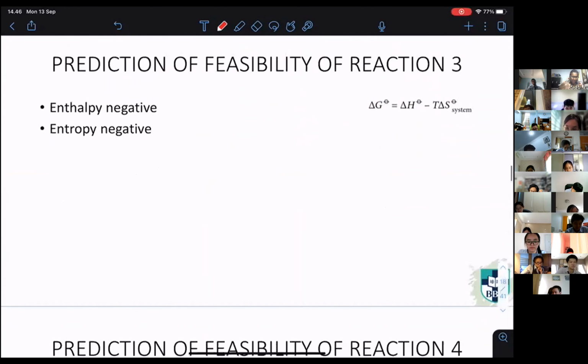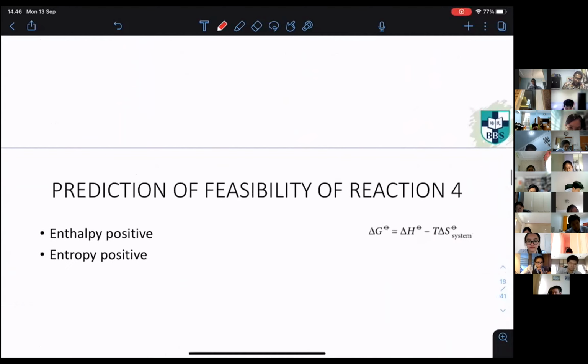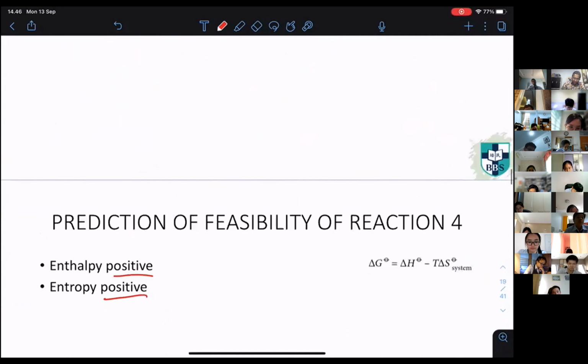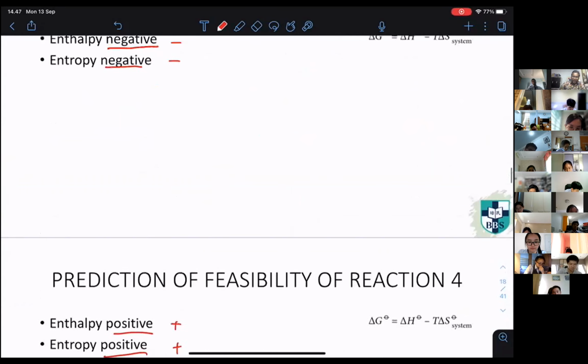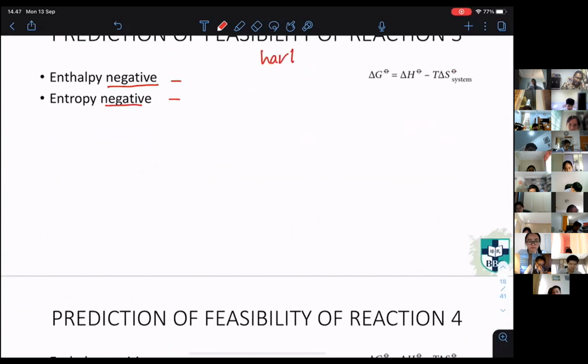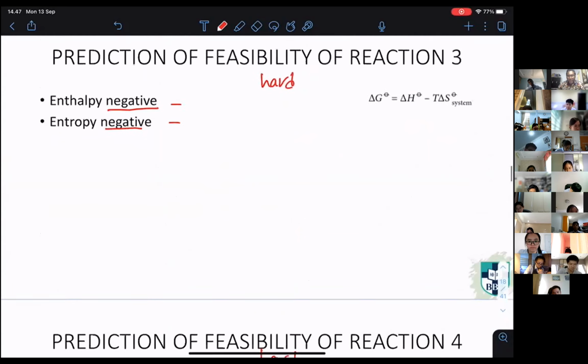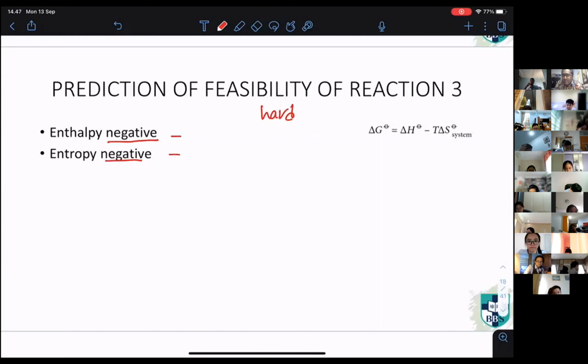So if you have a situation, let's say, for example, both of them have the same signs: negative, negative, positive and positive. This one you may find a bit hard to remember. It's a bit complicated. You can remember it that way. Negative and negative, positive and positive is a bit complicated. Why? I'll show you why.